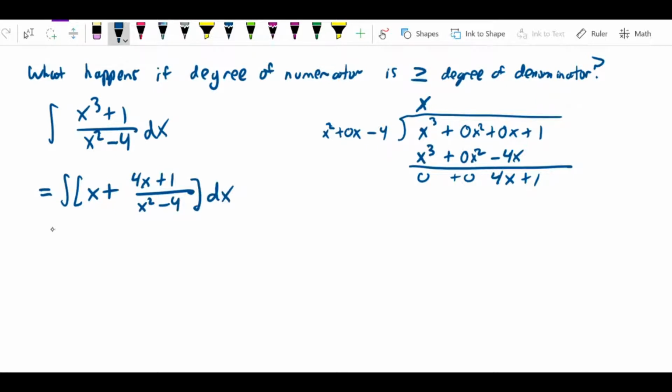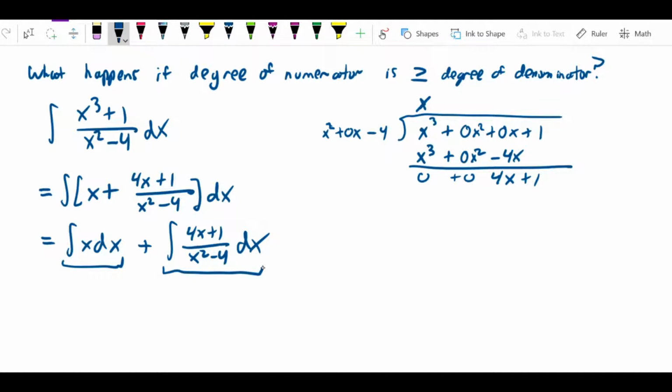Now I can break this up. This becomes the integral of x dx plus the integral of (4x plus 1) over (x squared minus 4). So now I have this relatively simple integral that I can do, and then I have this one that I can do by the techniques that we've been talking about. And by the way, when you set that up, keep in mind that (4x plus 1) over (x squared minus 4) is equal to (4x plus 1) over (x plus 2)(x minus 2). So what I actually have here is just a polynomial over two linear factors.